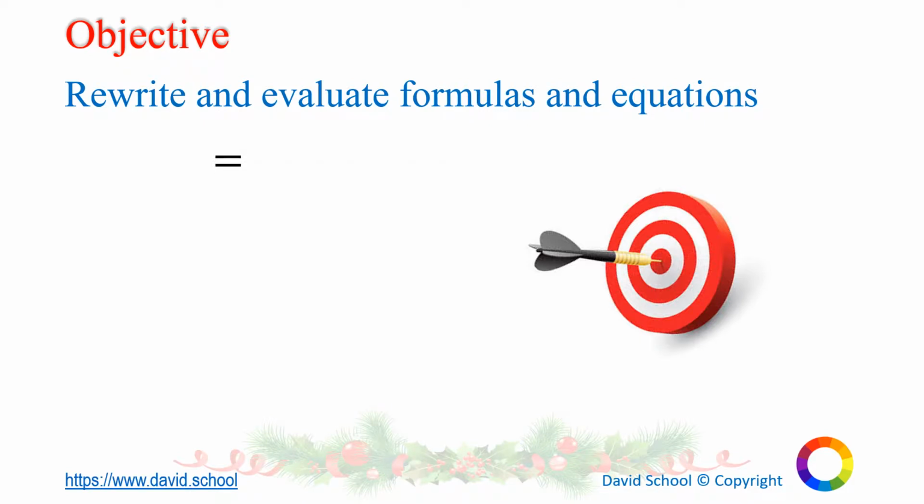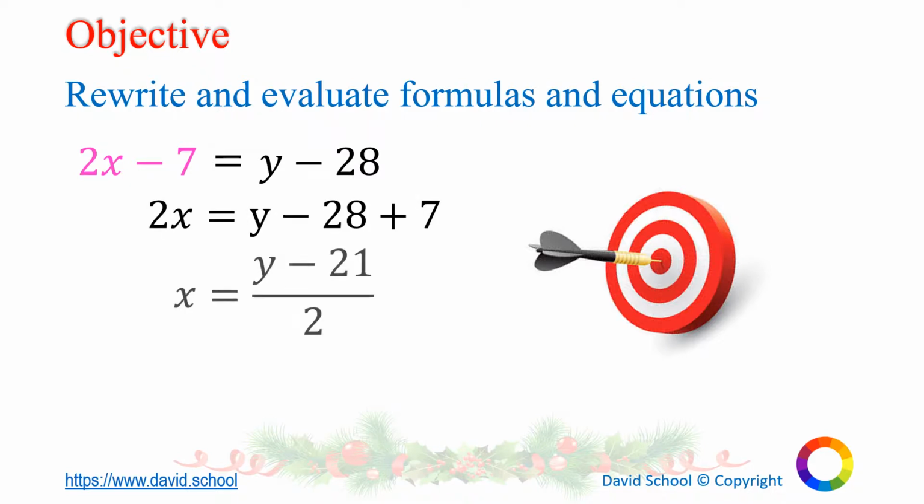For example, we have an equation 2x minus 7 equals y minus 28. If we want to rewrite this equation for x, then it would be like this.